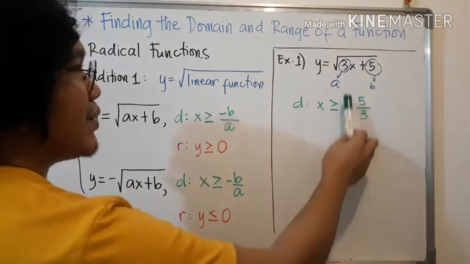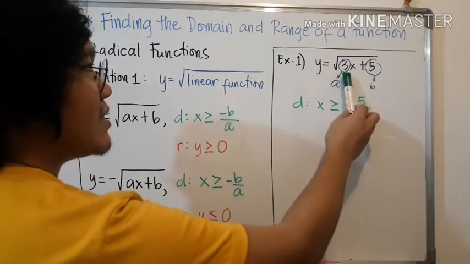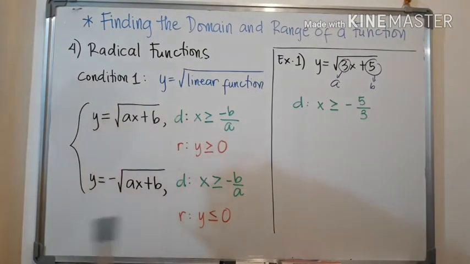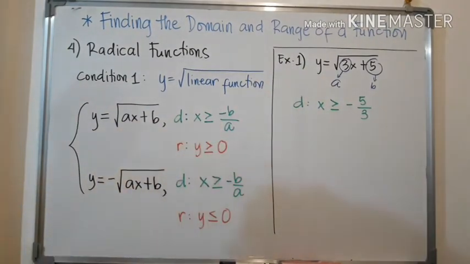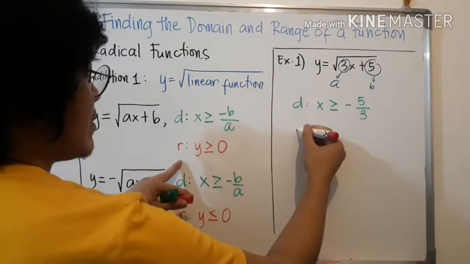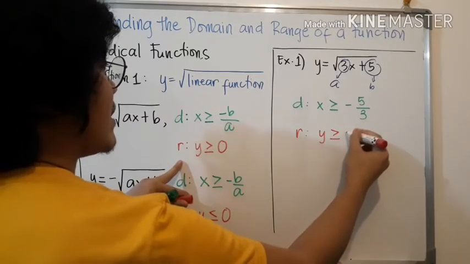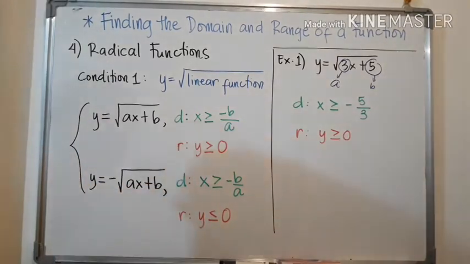Because what happens then is that the value in the radicand becomes negative, and the value of y is not a real number, or not defined. How about for the range? The range is very easy. The range is the set of all y's greater than or equal to 0. That's it.